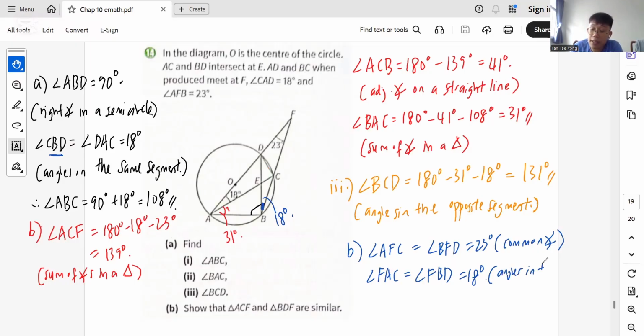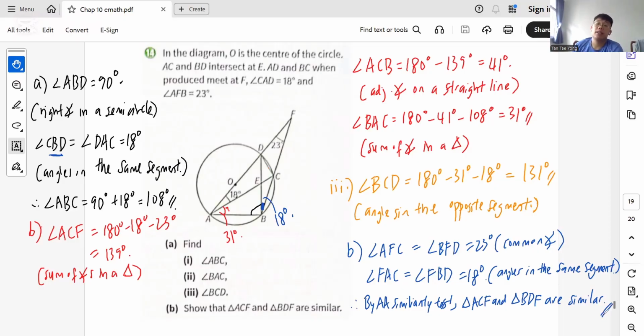So angles in the same segment. Okay, so therefore, by AA similarity test, triangle ACF and triangle BDF are similar. Okay, yep, so AA test. Okay, and this is it for question 14.